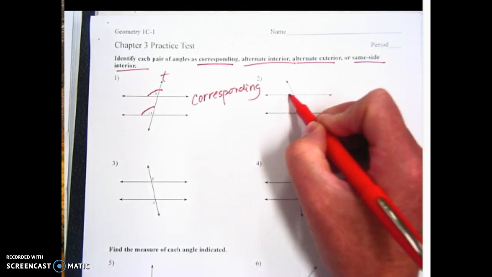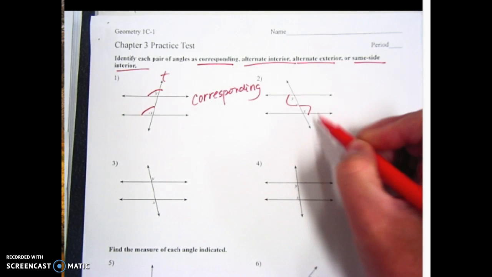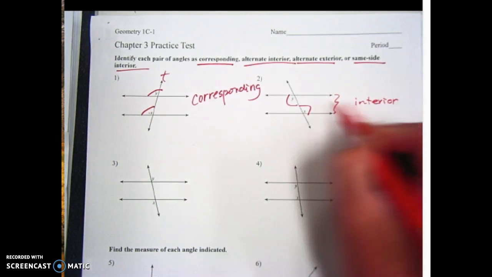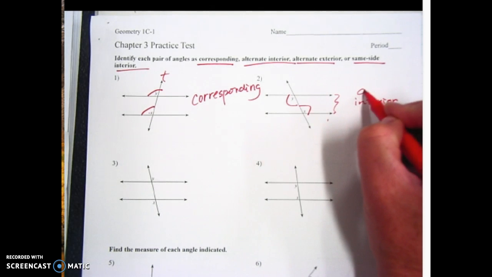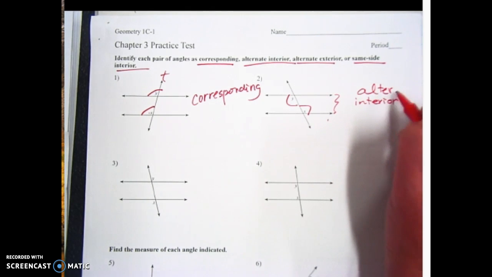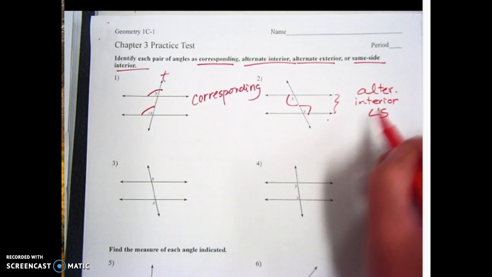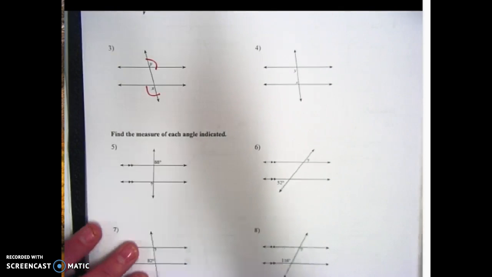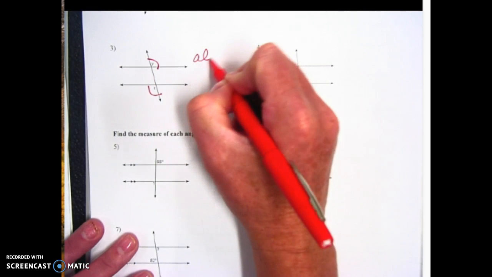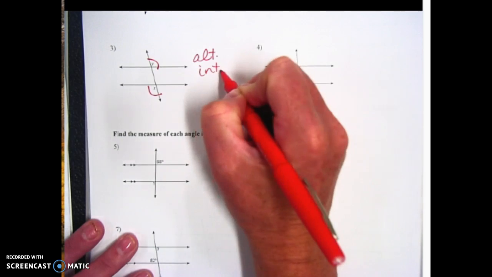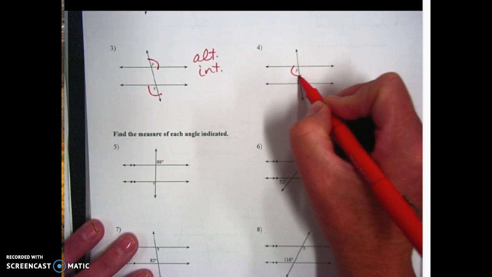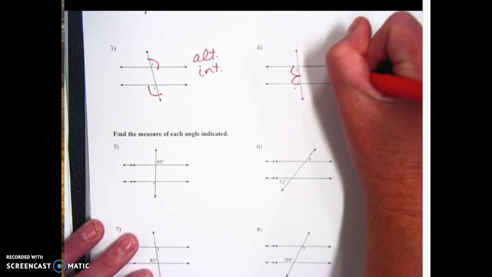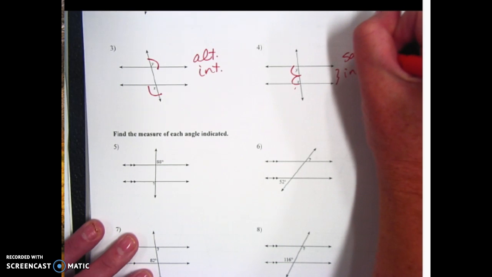Number 2, we have along the transversal, they are interior because they're between the two lines, and they are on alternate sides. So we say alternate interior angles. We mark on number 3, these are exterior and they're on alternate sides. So we say alternate exterior angles. And number 4, they're interior because they're between these two lines, but they're on the same side.